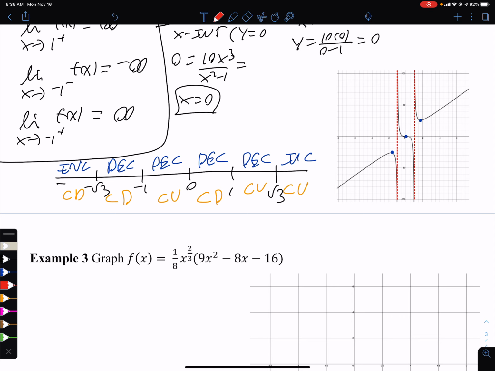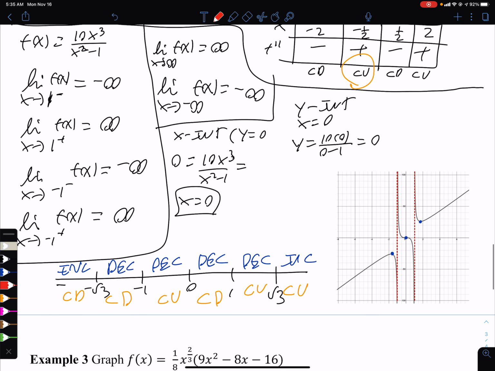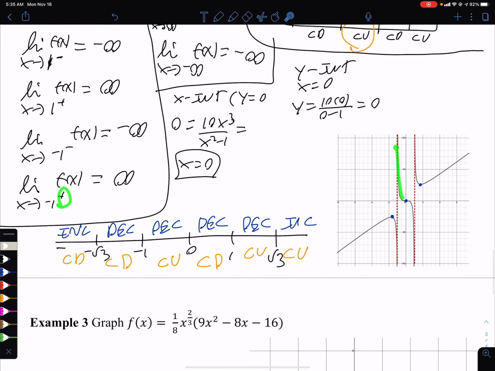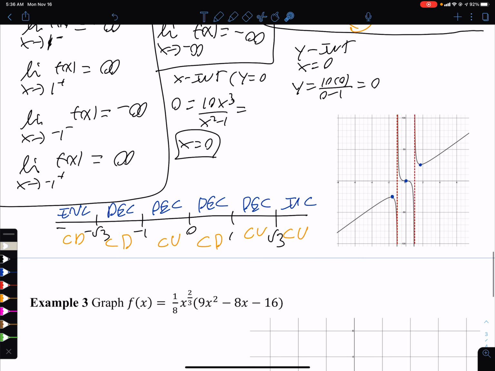Okay. So the other thing that's happening, and it's kind of obvious, as you approach negative 1 from the left, it goes to negative infinity, down. As you approach negative 1 from the right, it goes up. And so it fits all of these things. It helps you picture all that. Now, between negative 1 and 0, it's concave up, but decreasing. It looks like that. And that's what we have right there.